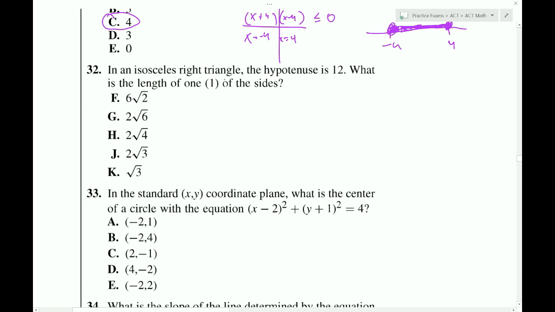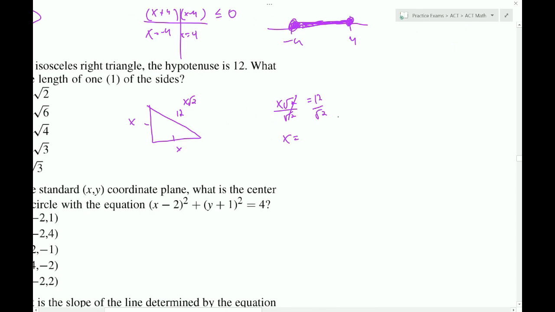In an isosceles right triangle, the hypotenuse is 12. Okay, so these are equal, and this is 12. What is the length of one of the sides? So this is going to be our x rad 2 side, whereas these are x. So if x rad 2 equals 12, then we divide by rad 2, and that gives us x equals 12 over rad 2. Right? But if we want to rationalize that, we do rad 2 on top and bottom, so we get 12 rad 2 over 2, which equals 6 rad 2.